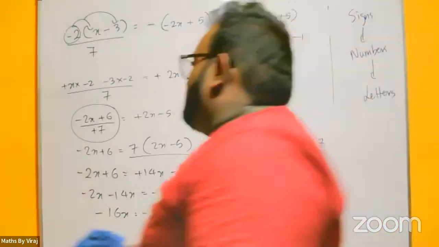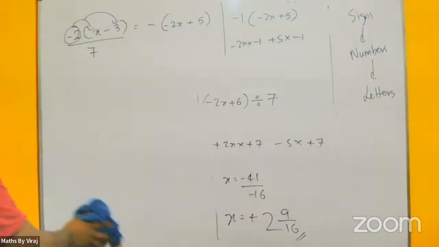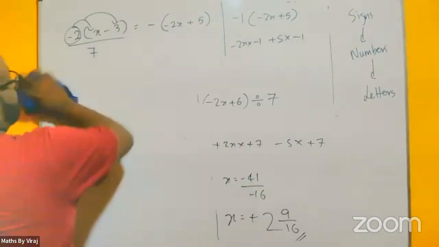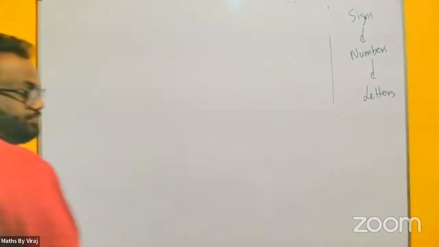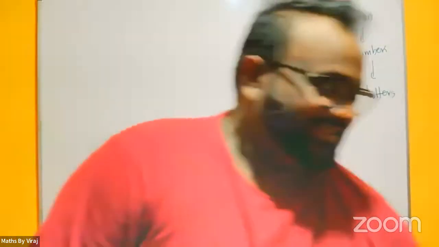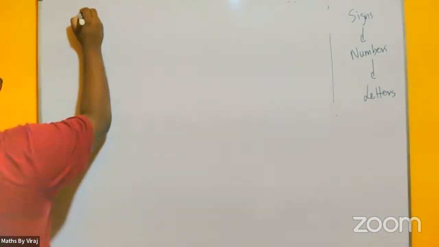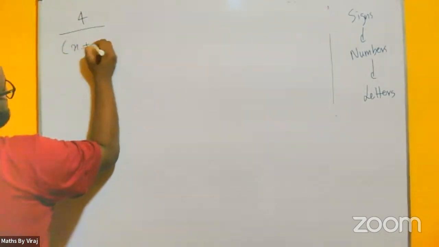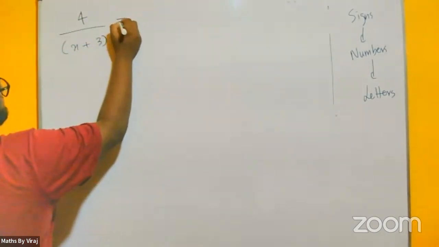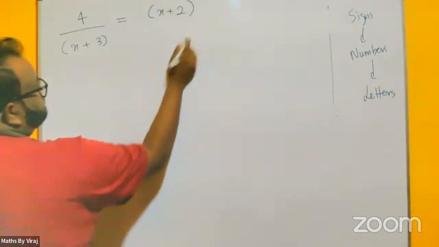Right. Now we have understood some substantial amount of work here. I have given enough time to copy this down. Now let's look at a bit of a, how can I say? Let's look at this. 4 over x plus 3 is equal to x plus 2.